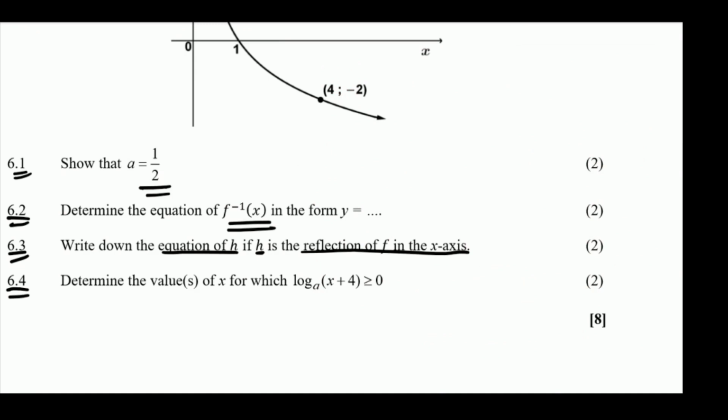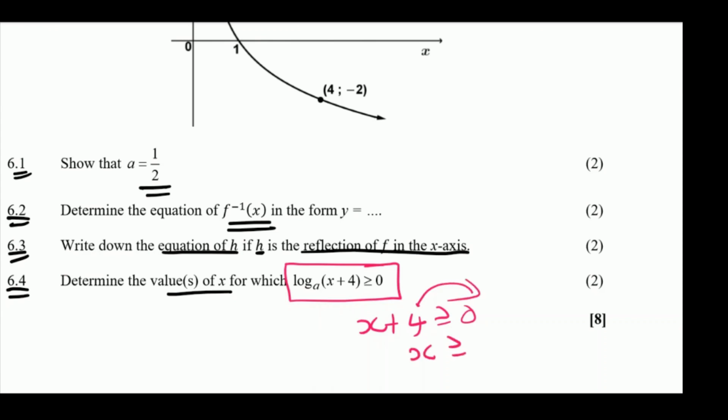So 6.4, we are asked to determine the values of x for which log of base a of x plus 4 is greater than or equal to 0. So how do we find the values of x for this expression? We know very well that x plus 4 must be greater than or equal to 0. Or let me just say that we transpose the 4 to the other side, we will have x being greater than or equal to minus 4. So this is the first solution of x that we should expect in our solutions.